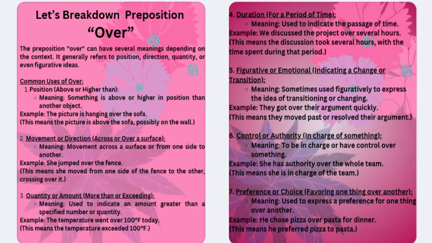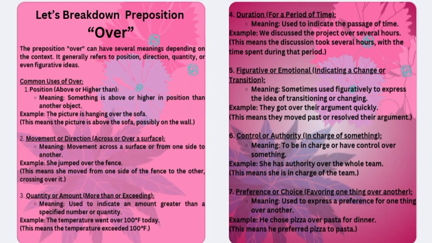Number two, movement or direction across or over a surface. So let's see the meaning. Movement across a surface or from one side to another. Example: she jumped over the fence. This means she moved from one side of the fence to the other side, crossing over it.